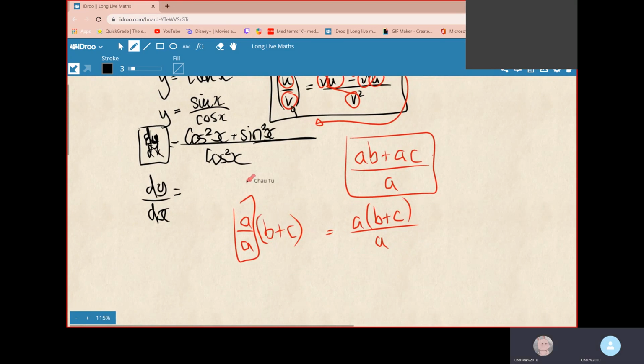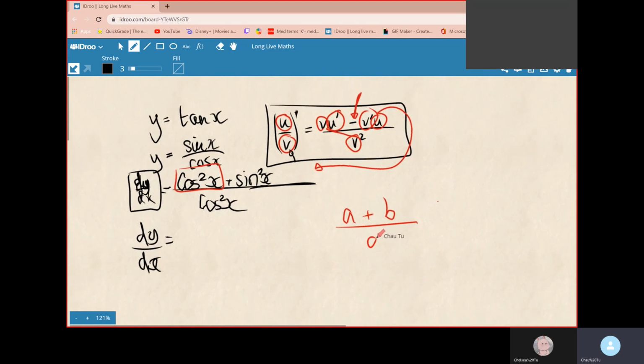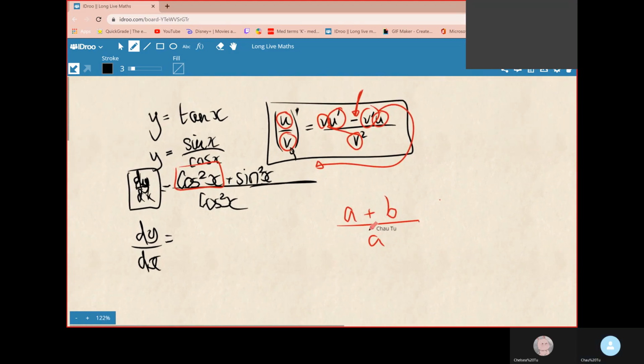Oh, yes, I see. Right, but then if you look at this, Chelsea, if I were to give you this, let's say a, so this is like a here, plus something else divided by a. How would you simplify this?